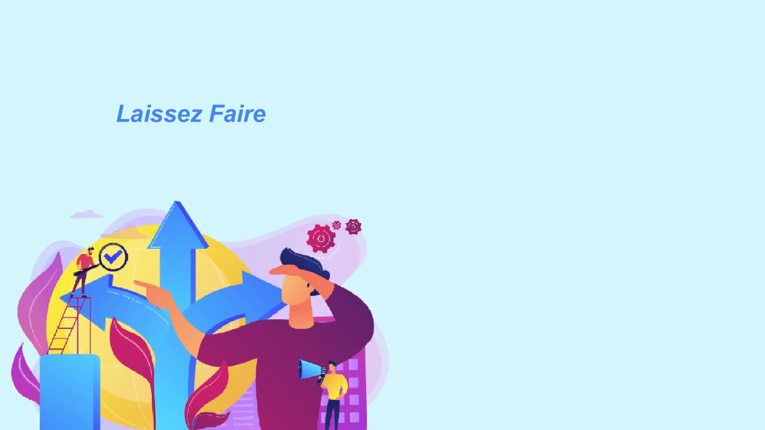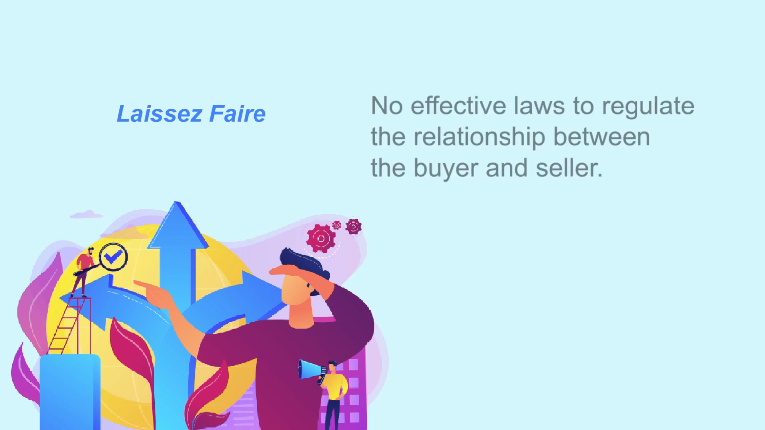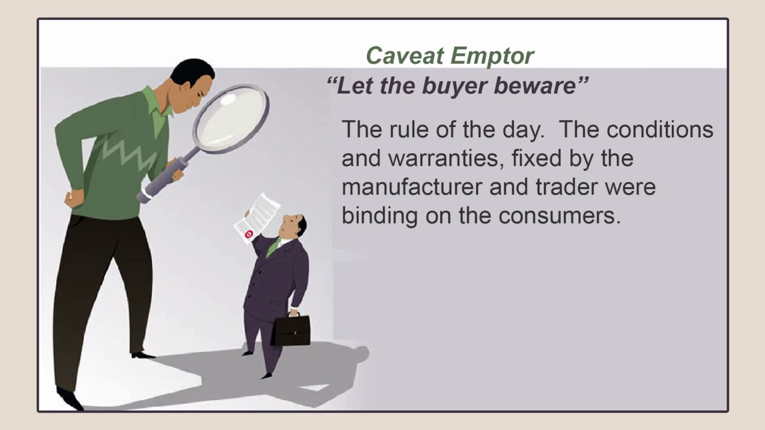As the society was laissez-faire, the state used to intervene in the lives of its citizens very rarely. There were no effective laws to regulate the relationship between the buyer and seller. This emboldened the traders to monopolize the markets and the trader became the king. There were no measures to check dereliction on the part of the traders unless the same amounted to serious offenses. The principle of caveat emptor, that is, let the buyer beware, was the rule of the day.